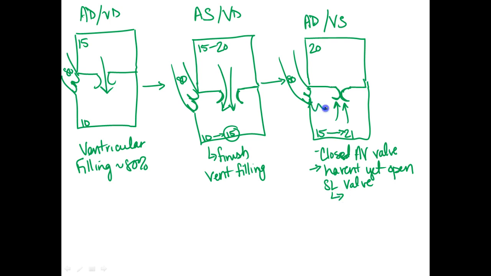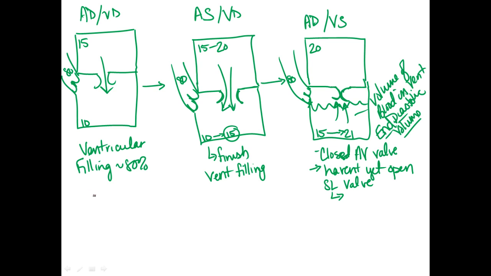Now we have a fixed volume of blood in this ventricle. And this fixed volume of blood in the ventricle that was present at the end of ventricular relaxation is referred to as end diastolic volume. And this is the maximum amount of blood the heart has during this cycle to eject, because it's not going to get any more until the next cycle starts.